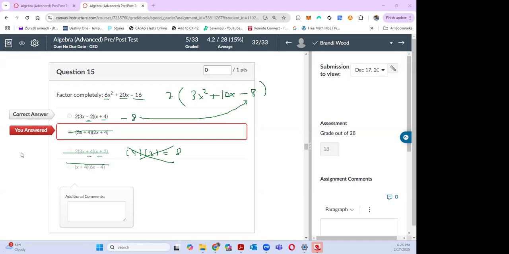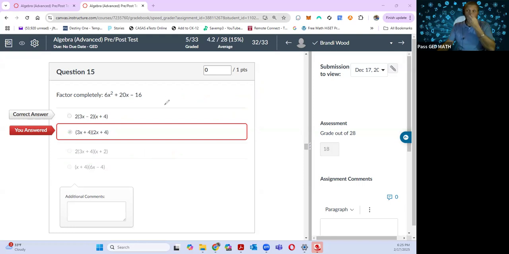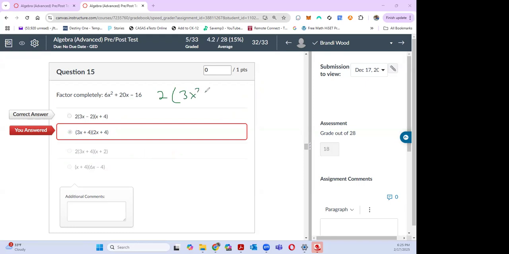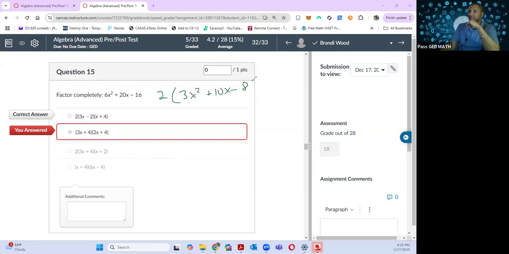Now, this is what they want you to do. They want you to say, okay, factor out that 2. You get 3x squared plus 10x minus 8. So what you got to recognize is that this is a quadratic equation. The standard form of a quadratic equation is ax squared plus bx plus c is equal to 0. So here, my a is 3, my b is 10, my c is -8. You're just taking the coefficients here, and that's how you get your a, b, and c.